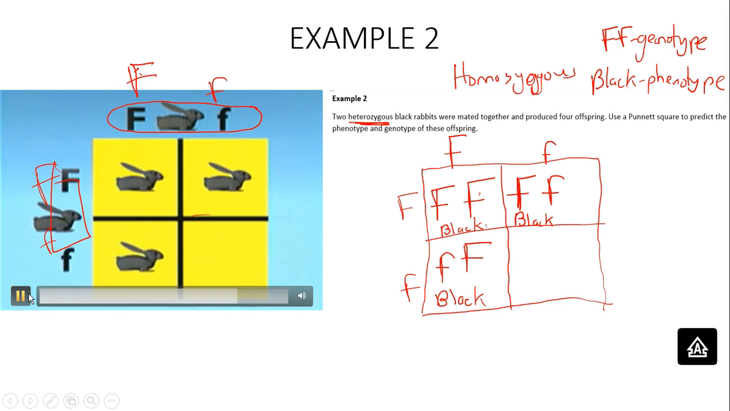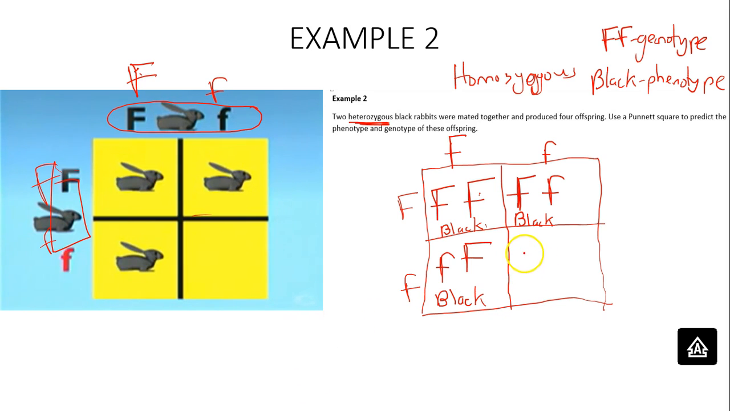Look at the last one. Finally, this offspring will end up with a white gene from the parent on the left and a white gene from the parent on top. What color will it be? It has only white genes, so it has to be white.